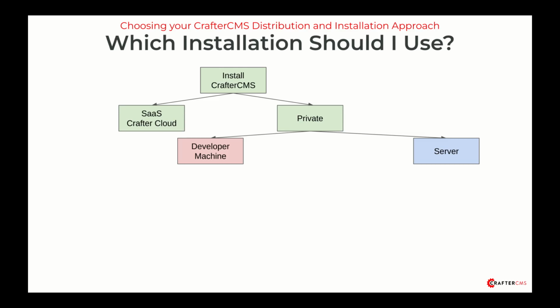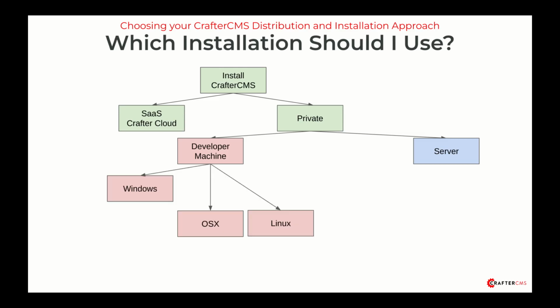So in the context of a private environment, our next decision is, are we going to install CrafterCMS on a developer machine or a server? If we are deploying the software on a developer machine, then we want to look at the environment that we're installing into. Is it Windows? Is it OS X? Is it Linux? These operating systems are important because different operating systems require us to take some different steps. For example, with Windows, we need to install WSL with Ubuntu on it. Now, once we have either WSL or OS X or Linux, we can move forward with our installation options.